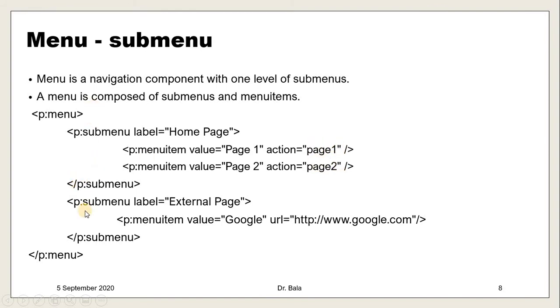So one submenu we prepared. Another submenu we prepared here is labeled external page, in which we have a URL. If you want to connect a URL, for example, I am taking the value Google. I mention this as the display value, and the URL will be connected when you click. Let me show you here.